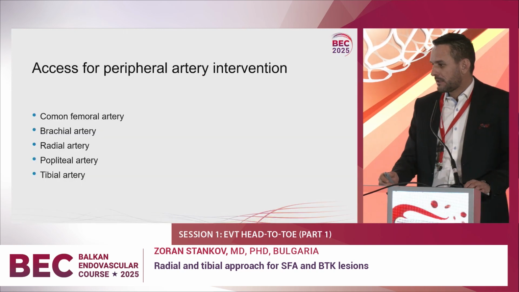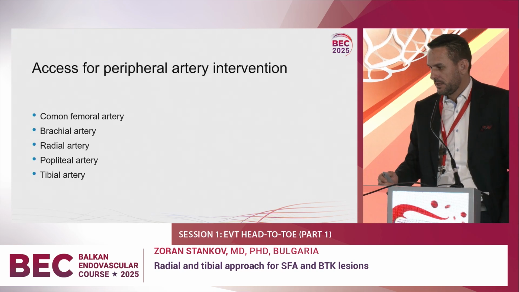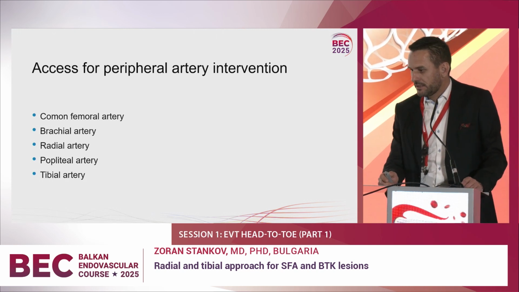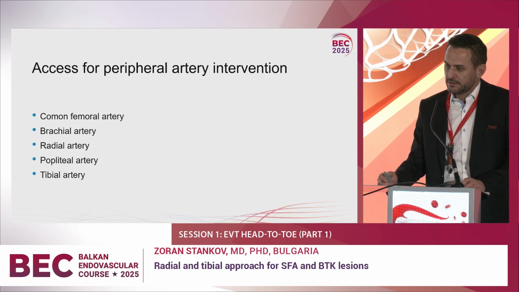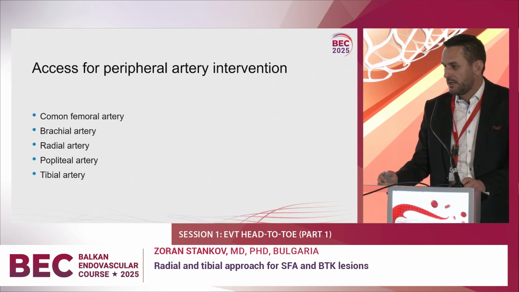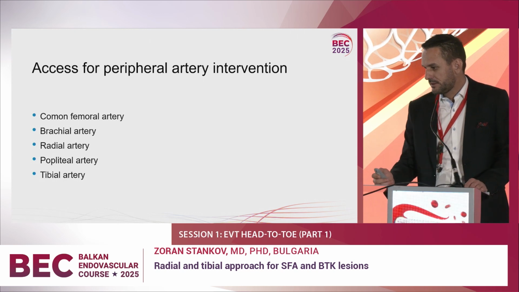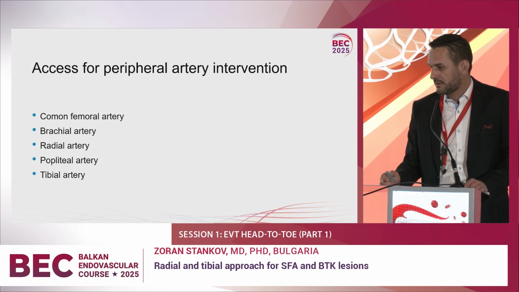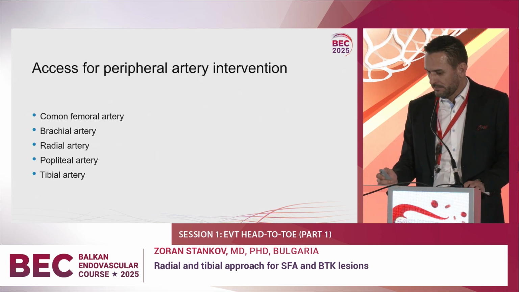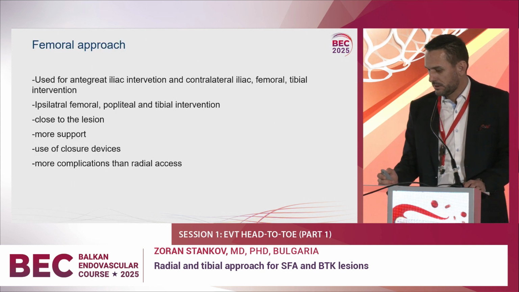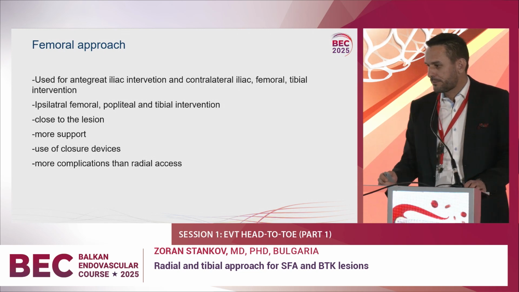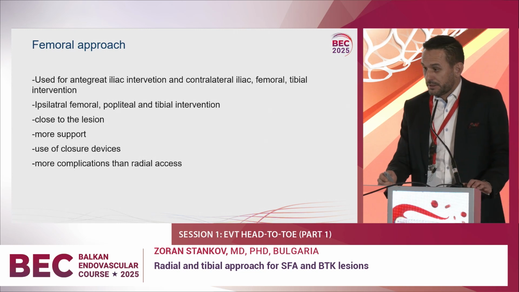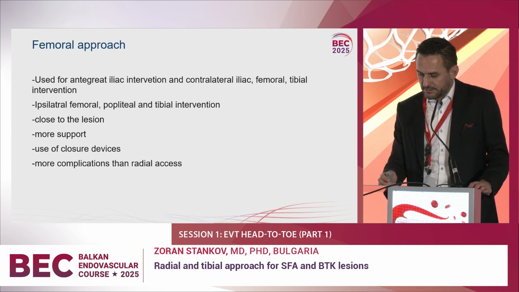The access for peripheral artery intervention: common femoral artery, brachial artery, radial artery, popliteal artery, and tibial artery. We can add the axillary, subclavian artery in some cases, and carotid artery. We have experience with the carotid artery for some peripheral interventions, but not for the SFA and popliteal artery.